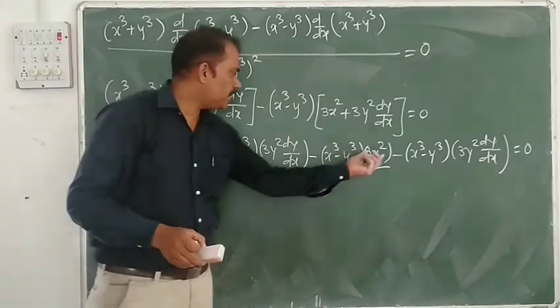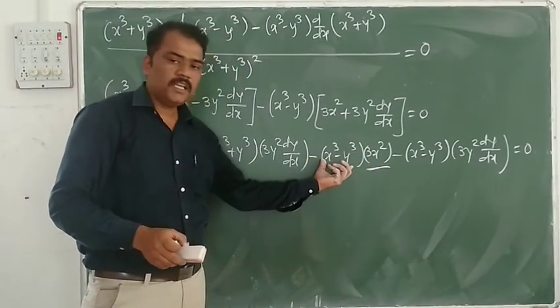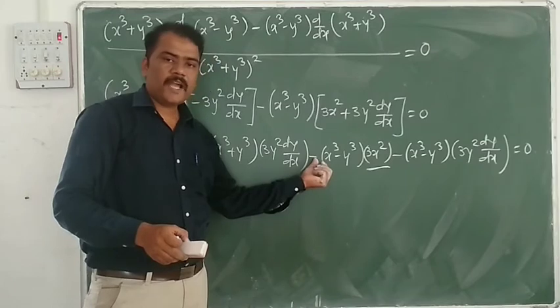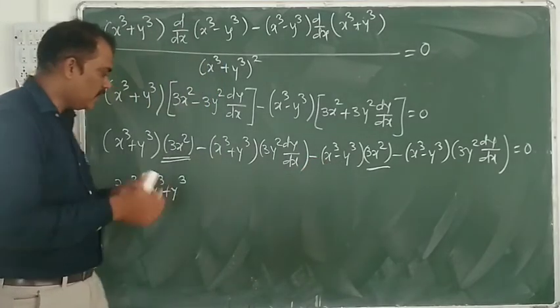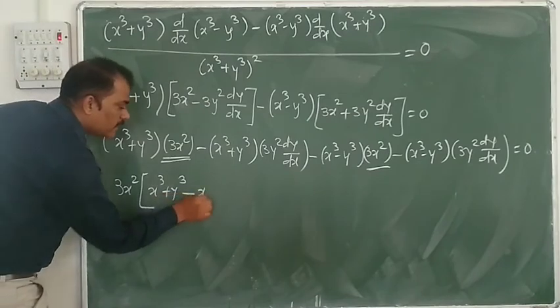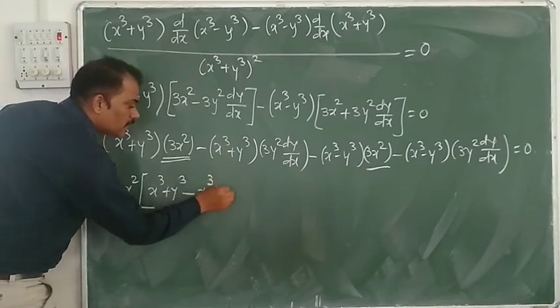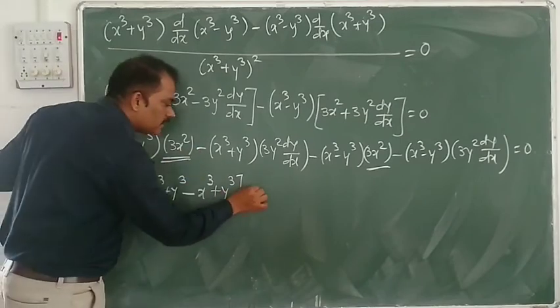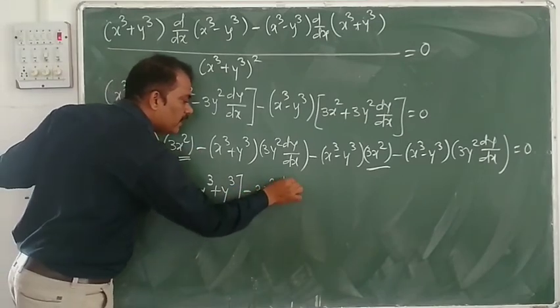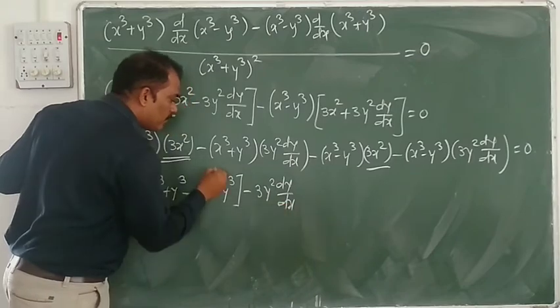Here we have to take 3x square common, only remaining this x cube minus y cube with the minus sign outside the bracket. Then we open the bracket, the minus sign goes inside, so that we get minus x cube plus y cube. Here also we have to take the minus 3y square dy by dx common from these terms.